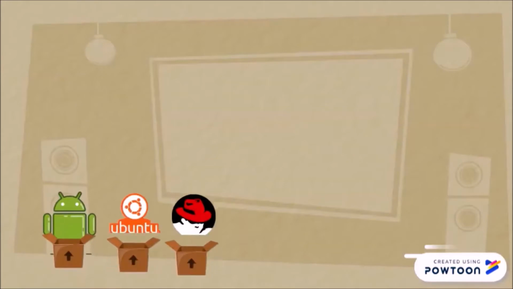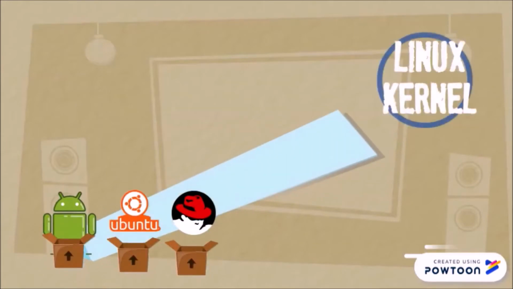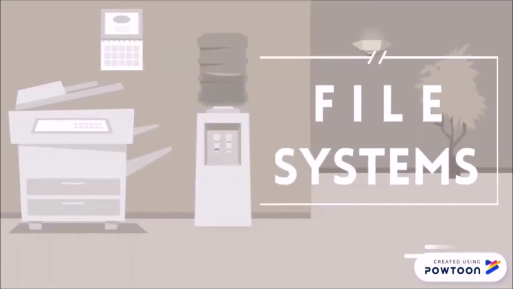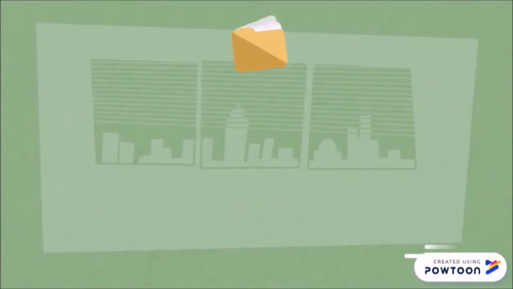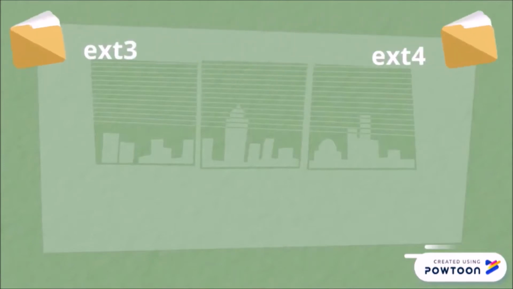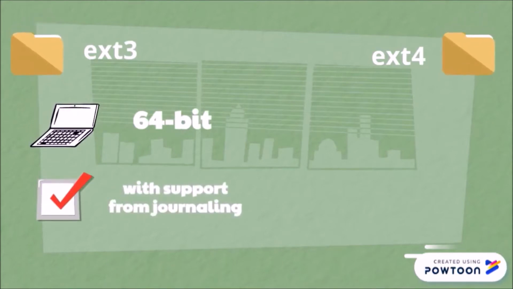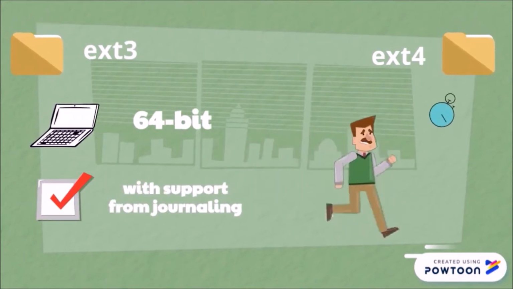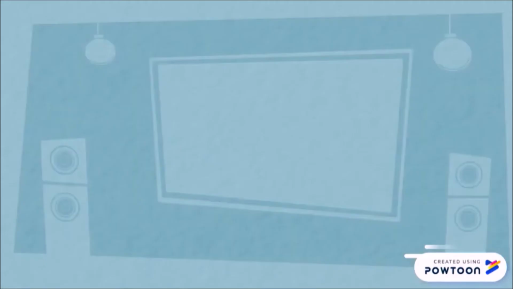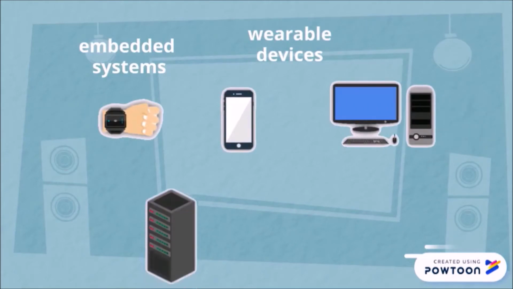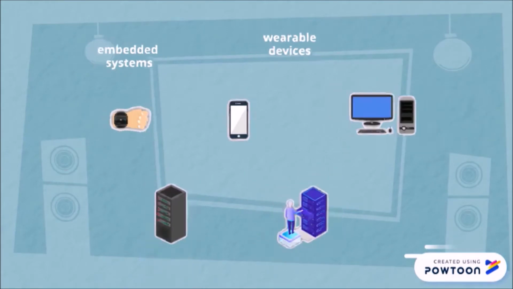Android and many OS distributions rely upon the Linux kernel, which is the main component of a Linux OS. Two file systems used on most Linux operating systems are ext3, which is a 64-bit file system with support for journaling, and ext4, which delivers significantly better performance than ext3. Linux OS are used in embedded systems, wearable devices, smartwatches, cell phones, PCs, servers, and supercomputers.